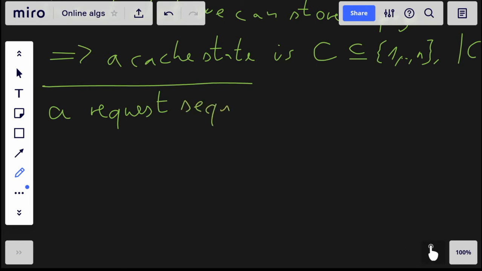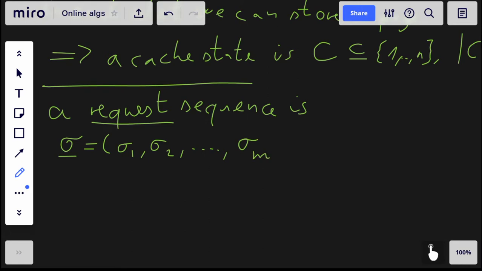So the mathematical model is this: a request sequence. In online algorithms we always have request sequences. We usually denote these with sigmas, but not always: sigma 1, sigma 2 and so on, and sigma m. I don't want to use n because n indicates the number of memory pages, and m, like Michael, will stand for the length of the input, which is of course not known in advance, I repeat. And each request is just an integer between 1 and n.